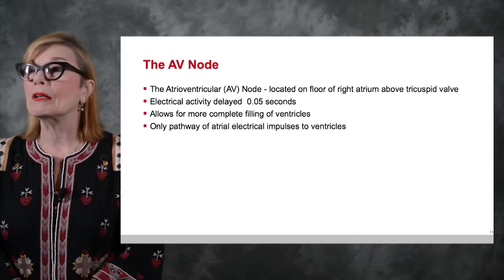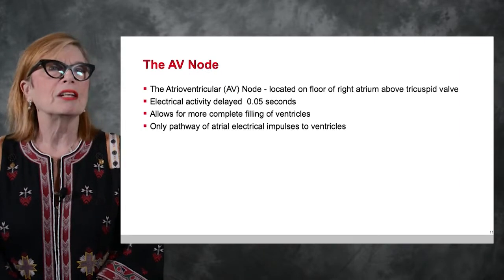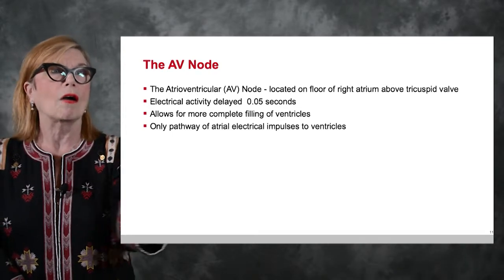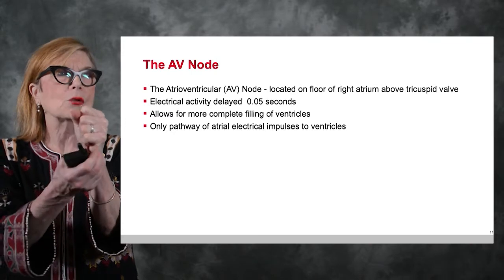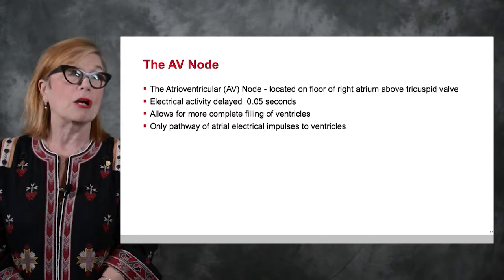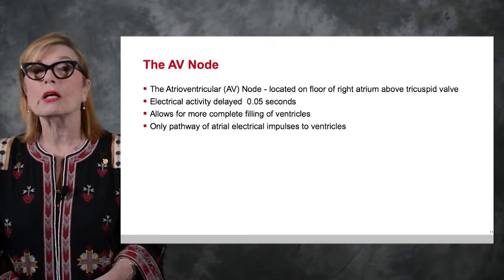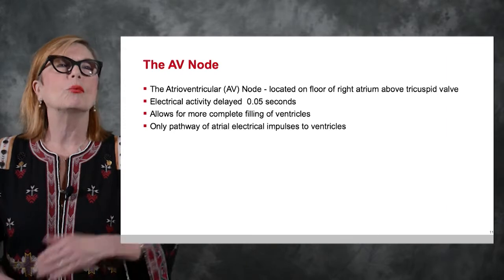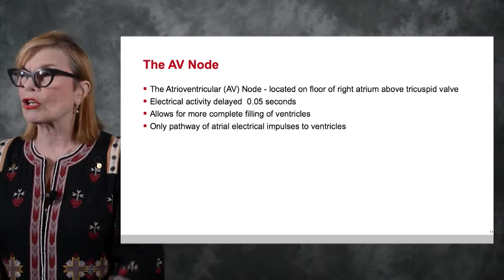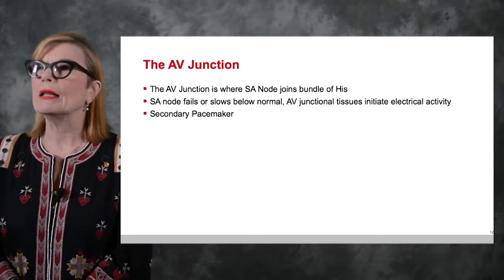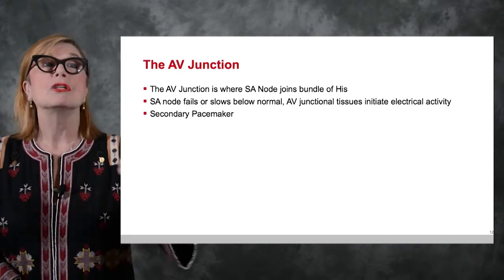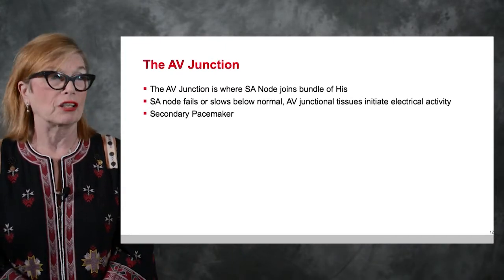Then from Bachmann's bundle into the AV node, that lovely AV node that delays the transfer of impulse to allow time for our atria to contract and squeeze volume down into the ventricle. So there's a delay time in the atria, that's called the PR segment. It allows for more complete filling of our ventricles, and it really is the only pathway of electrical impulses to the AV junction and down into the ventricles. We love our AV junction. That's what holds that impulse for a longer period of time to allow time for the ventricles to fill optimally.